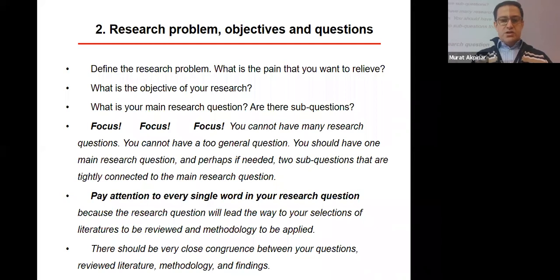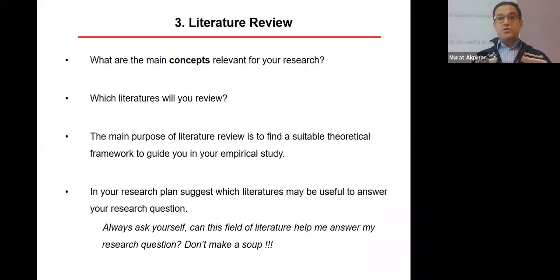So the next stage, the third thing we are looking for here, is the so-called literature review. Now, this is the research plan. This is not your literature review chapter. The literature review chapter, which we will talk about, I think, in the next session, is going to be something like 15 to 20 pages. That's not what we are asking you at this moment.